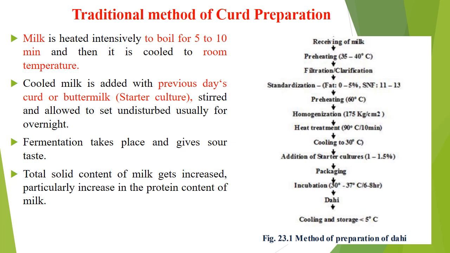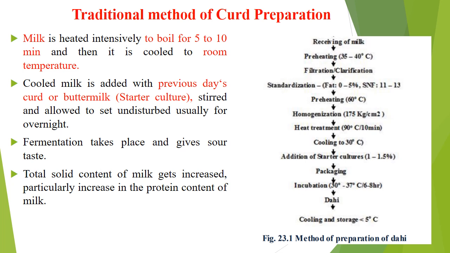And after filtration, it moves to standardization. In standardization, the fat and the solid non-fat are adjusted as per the requirements of the product. After standardization, the milk moves for preheating. The preheating is done at 60 degrees Celsius, and after preheating, the homogenization process is done. In the homogenization process, the larger fat globules are converted into smaller fat globules. The homogenizer is the equipment used for homogenization, and after homogenization, the milk is heated to 90 degrees Celsius. This process is known as pasteurization.